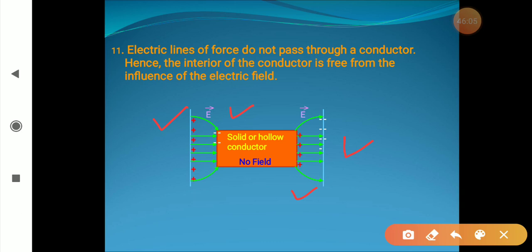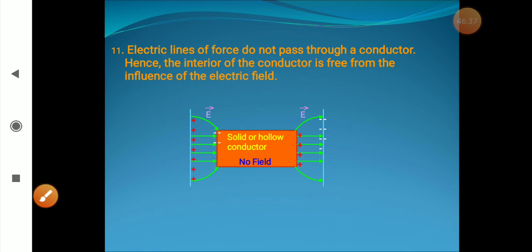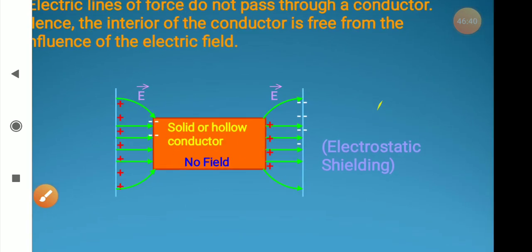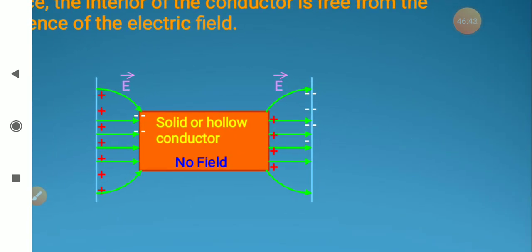Now see, due to the positively charged plate, negative charges are induced here. This end becomes negative. So the electric field lines are starting from positive charge and terminating at negative charge. Now due to this negative plate, positive charges are induced here, and the electric field lines are starting at positive charge and terminating at the negative plate. But there are no electric field lines inside the conductor. This is called electrostatic shielding.